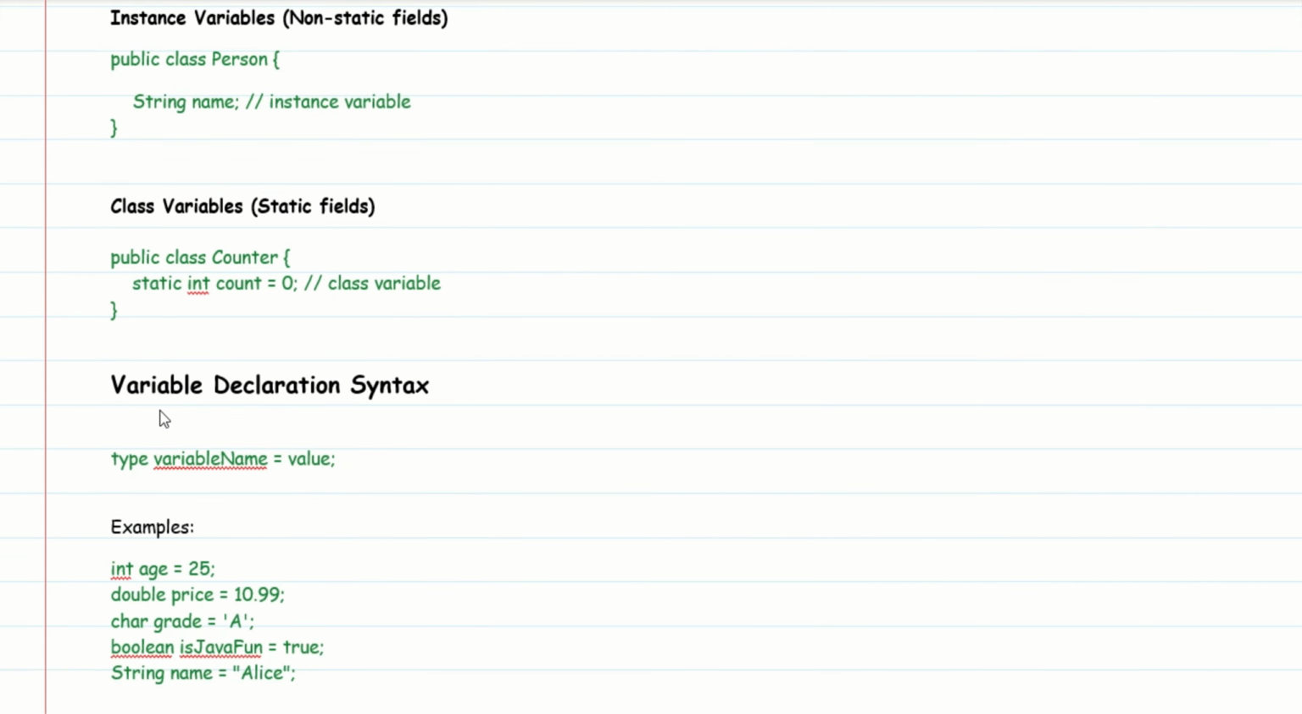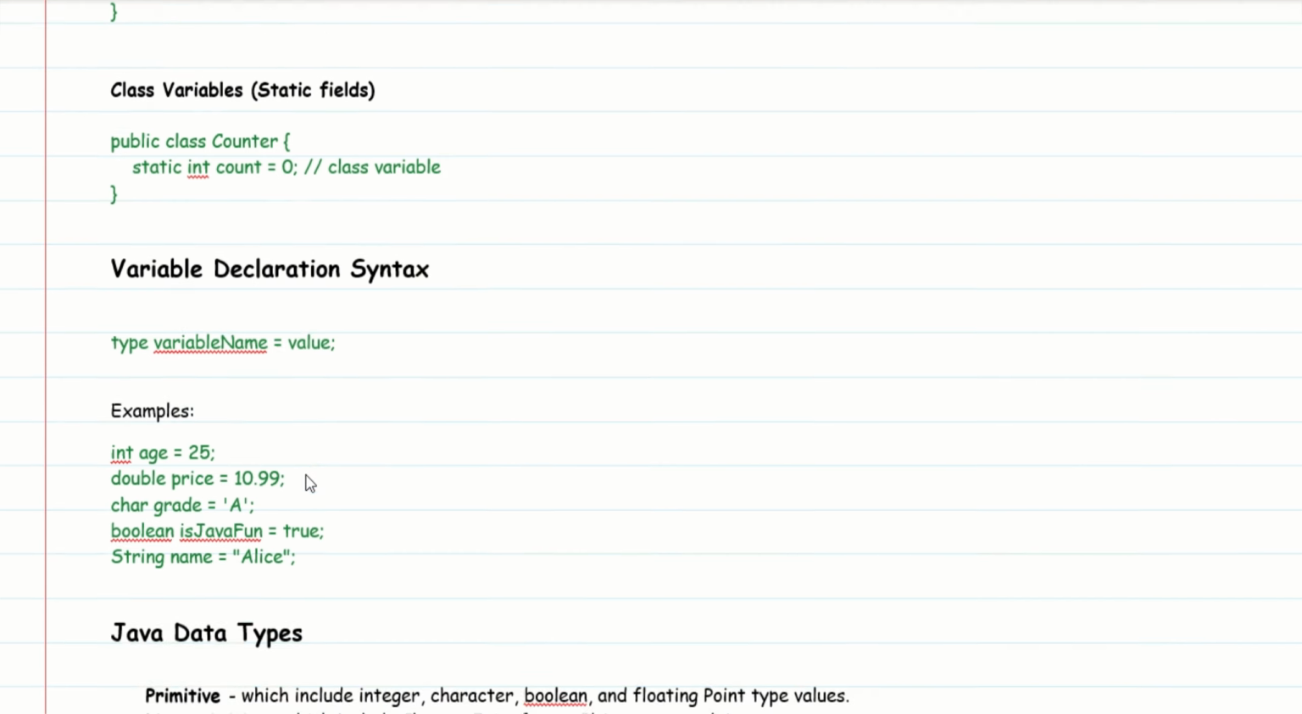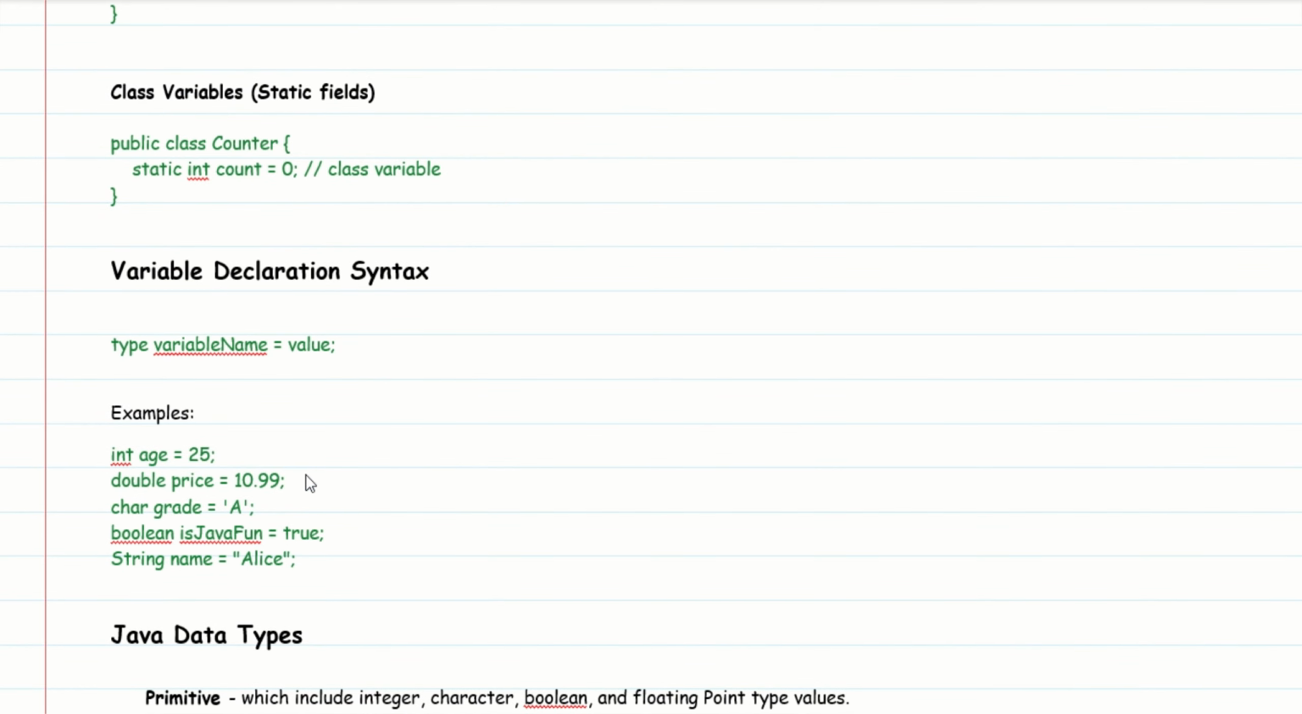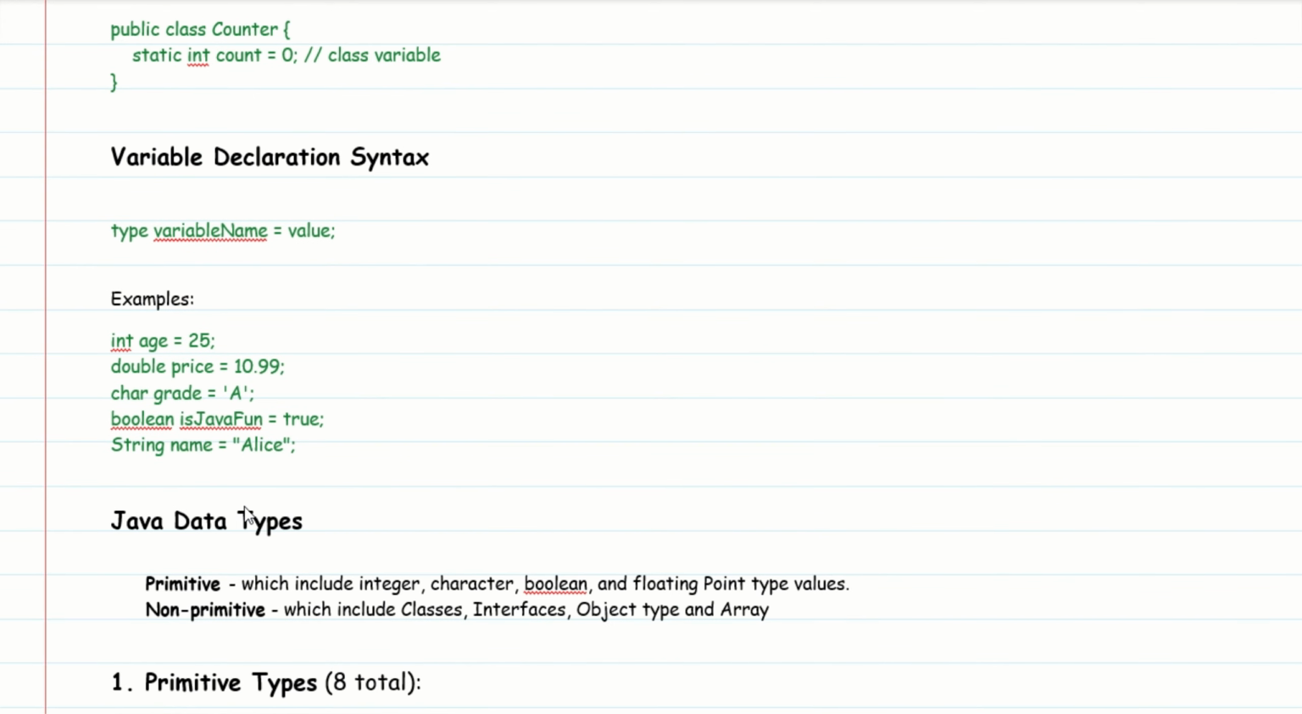So the variable declaration syntax starts with a type, the data type, and the variable name is a user-defined name that needs to follow the naming conventions as well. We should not use the built-in keywords for naming the variable. Then the value. You can see the types we have used here: int, double, char, boolean, string. So let's see what data types are available inside Java.